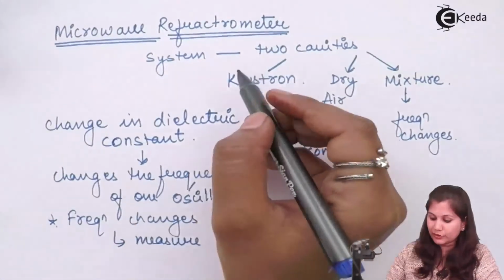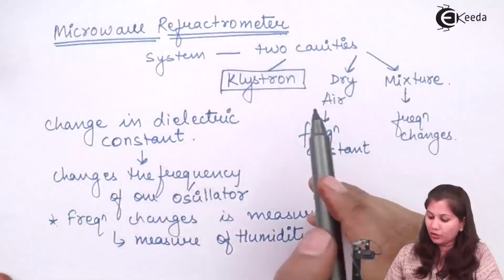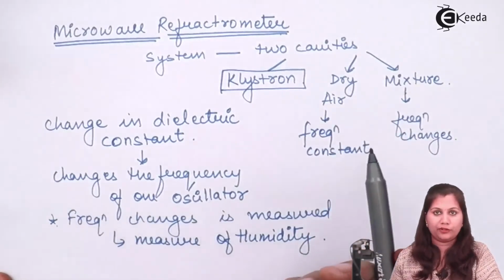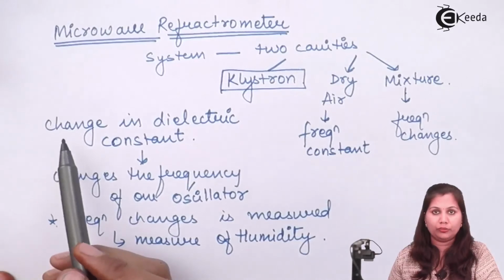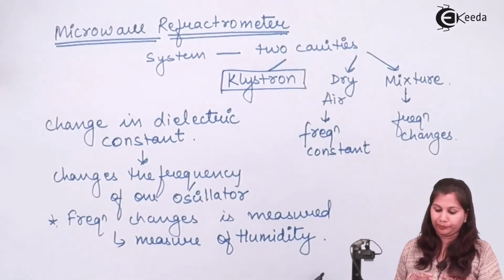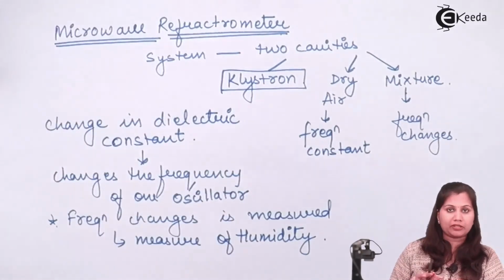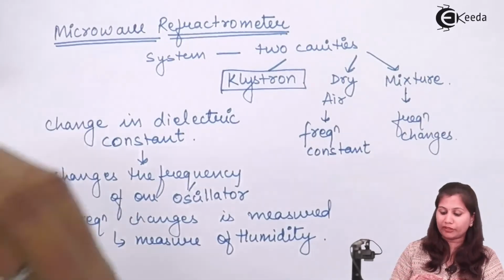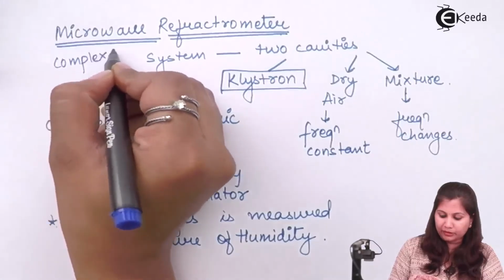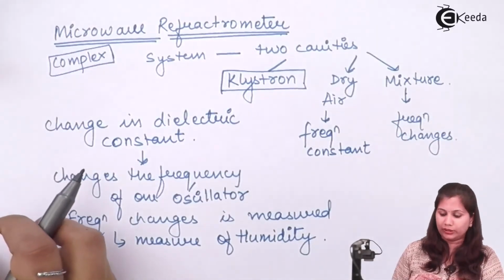So here, because klystron is used, it is called a microwave refractometer. Oscillators are there. One of the oscillators is going to change its frequency due to the change in humidity, and that is how the humidity is measured. Now this microwave refractometer is used in very special situations only because of its complexity. This is a very complex method, so it is used in some special applications only.